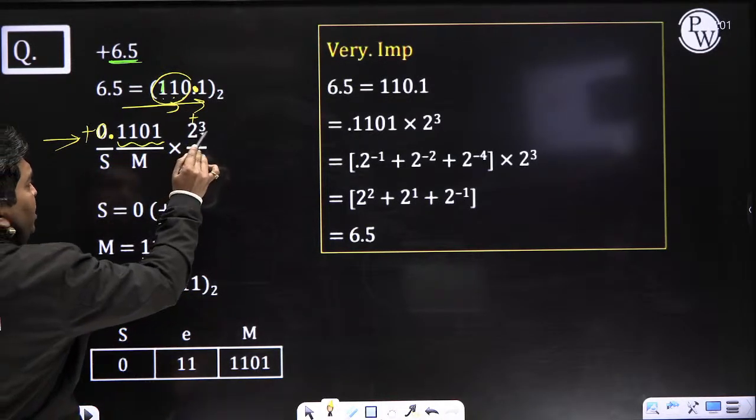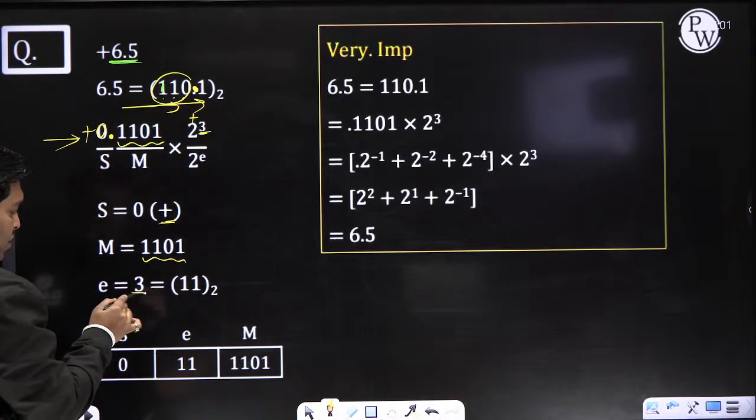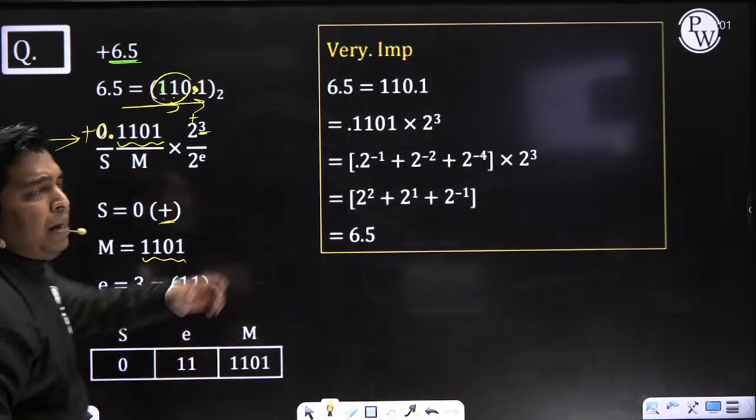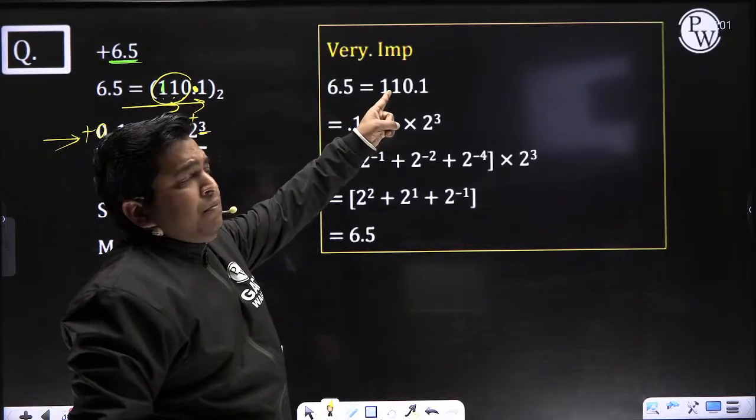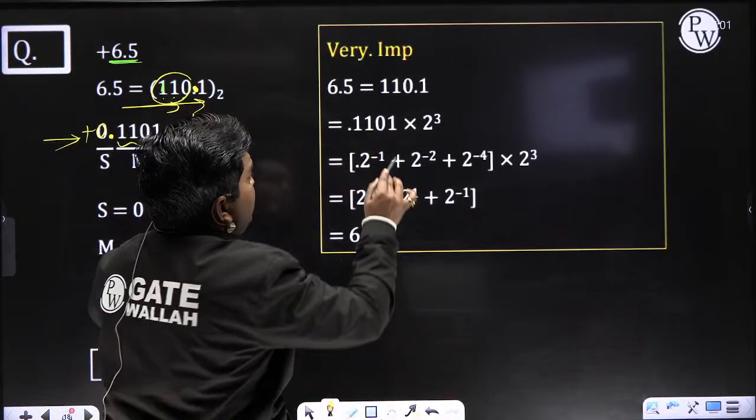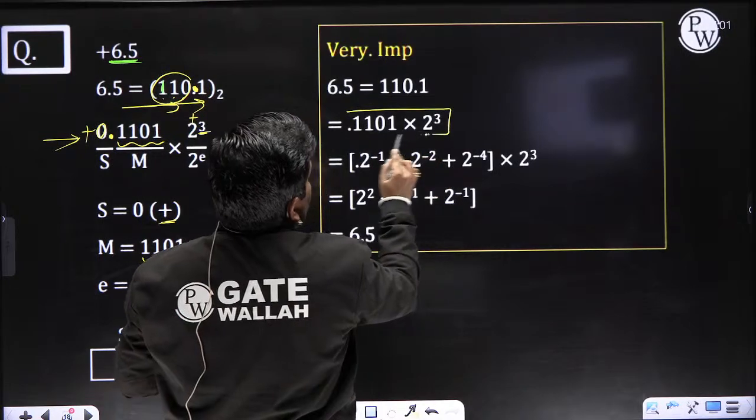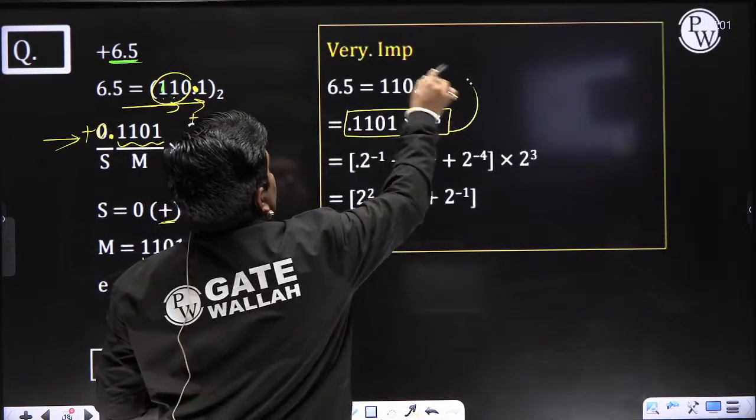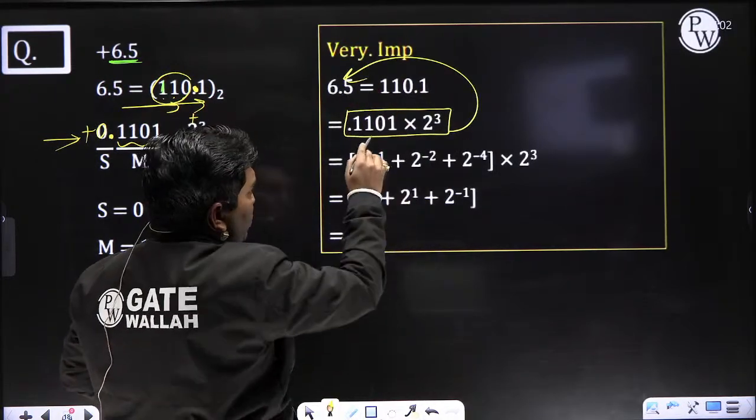And what is the small e? Small e is 3. Clear? I am giving the proof also, that when you write it this way, the power will be positive. Sir, can we get this value from this one to this one? Yes. You can understand.